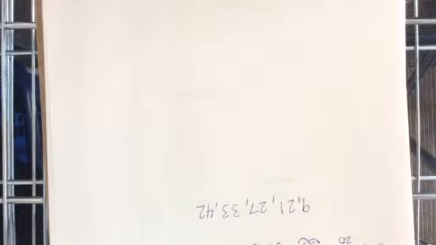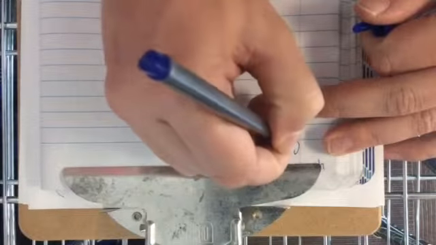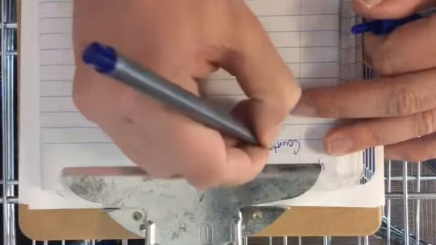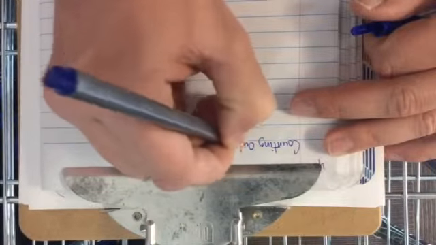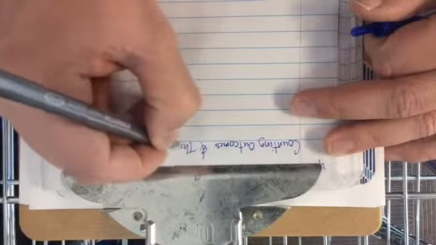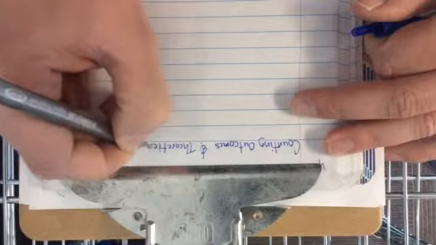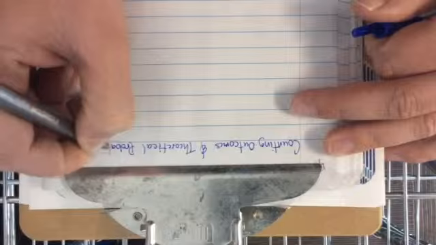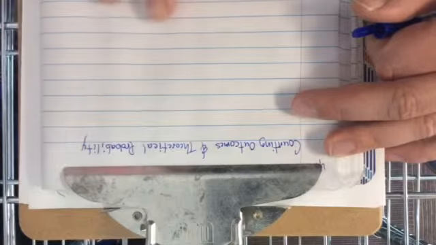So flip on over to page 40, and at the top, once again, write counting outcomes and theoretical probability.